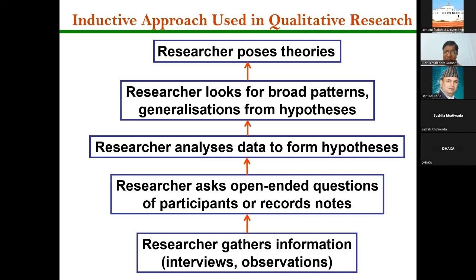Again, research poses theory from the bottom. Researchers gather information through interviews and observations. Then a research scholar asks open-ended questions of the participants or records notes. Then the research scholar analyzes data to form a hypothesis. Then he looks for broad patterns and generalizations from the hypothesis. And lastly, the researcher poses theories also.